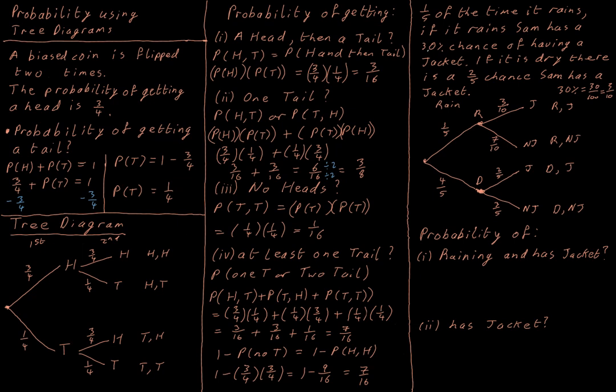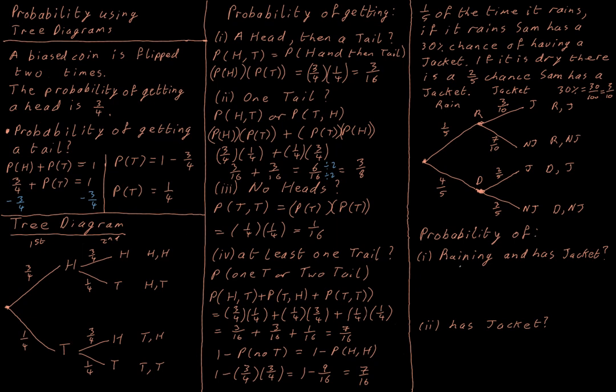First of all, I convert my 30% chance into 3/10 because I want to deal in fractions. And then I write out, well, it's either raining or it's dry. And then do I have a jacket? I'll write that in. So if it is raining, I have a 3/10 chance of having a jacket. That's my 30%, which means I have a 70% or 7/10 chance of not having a jacket. If it's dry, I have a 2/5 chance of having a jacket, or Sam does, and that means I have a 3/5 chance of not having a jacket.